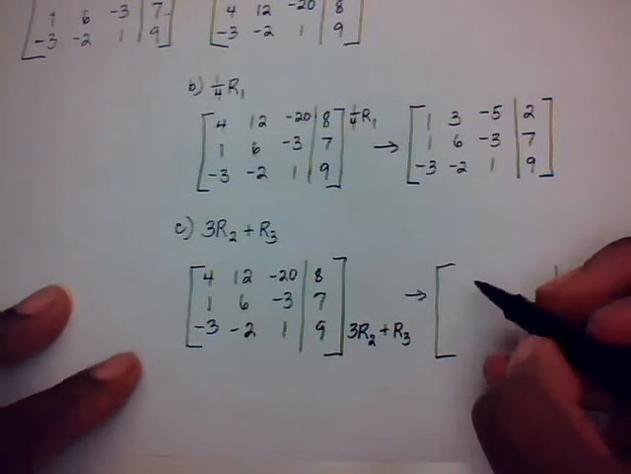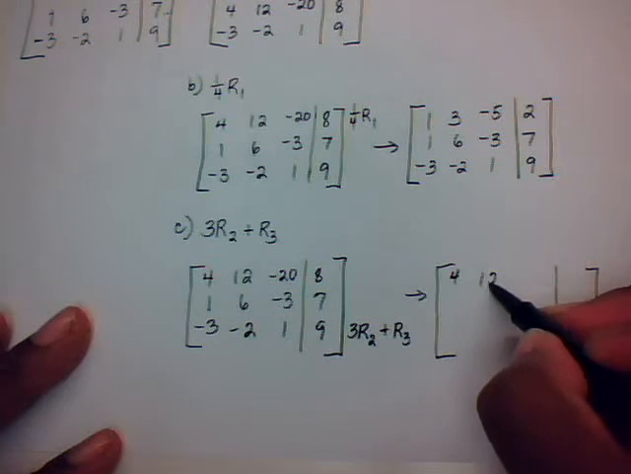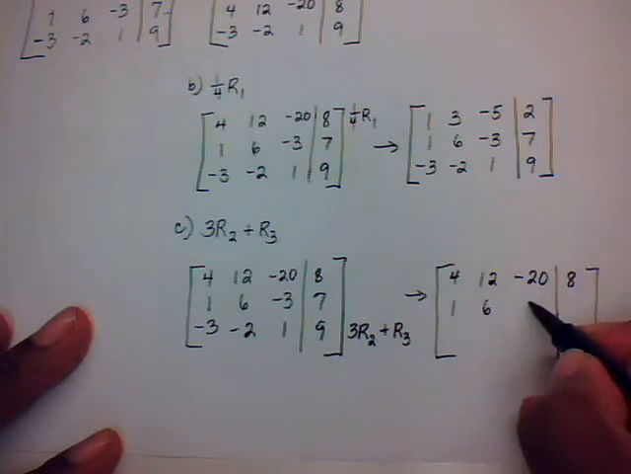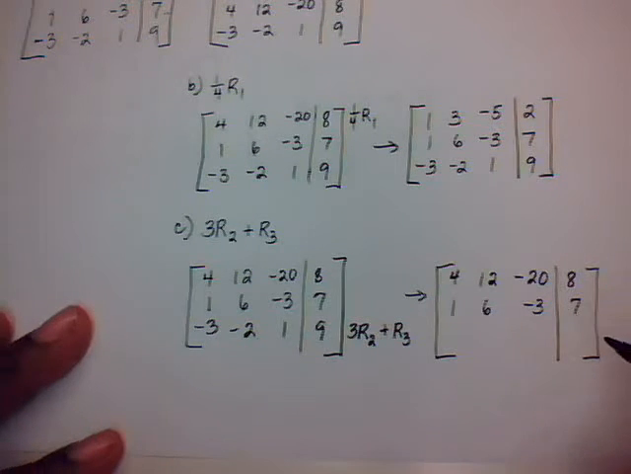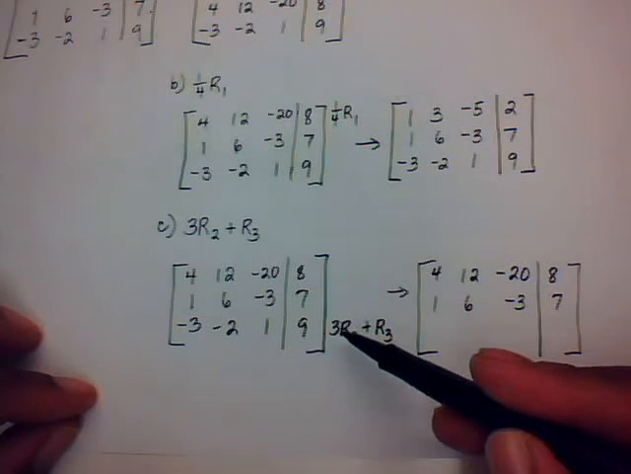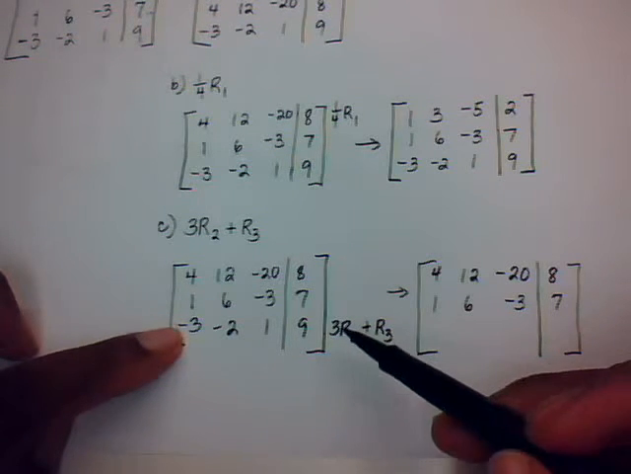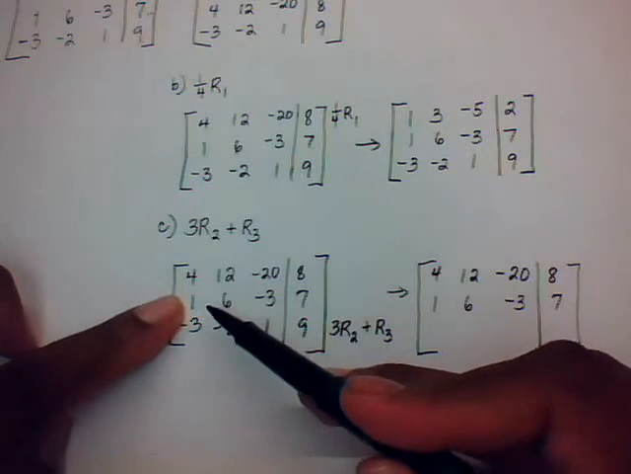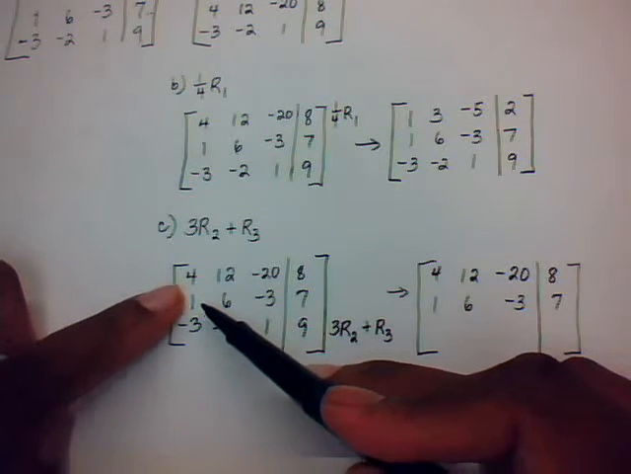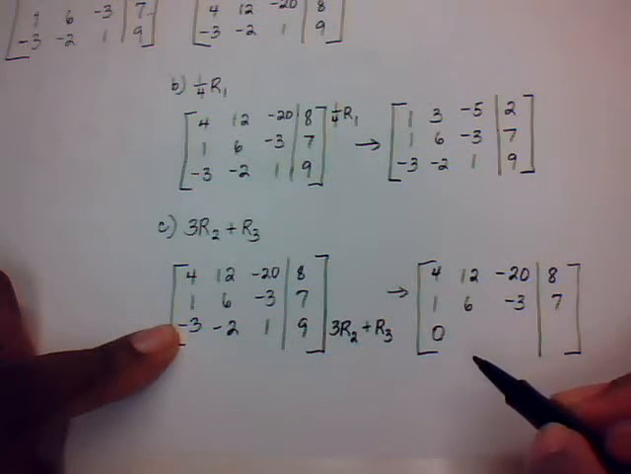All right, in this case here, the first 2 rows will remain the same. So I'll go ahead and bring over the 4, the 12, negative 20, and 8. And then the second row remains the same. But here's how we're going to come up with this new row number 3. We're going to take 3 times each element in row number 2 and add it to the corresponding element in row number 3. In other words, we got 3 times 1. That's going to give us 3. Add that 3 to this negative 3, and you're going to get 0. So that 0 goes there.